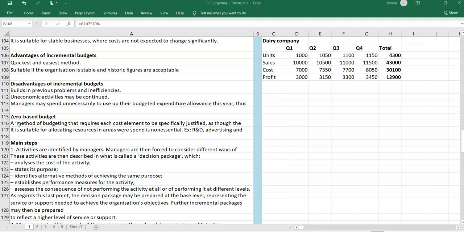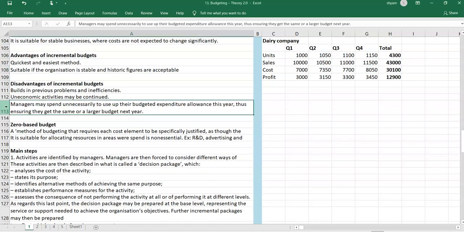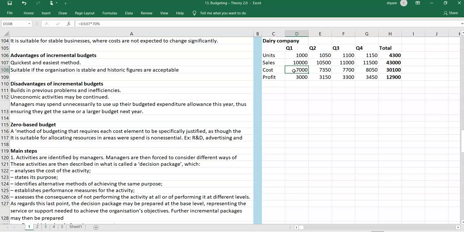And the last one would be managers may spend unnecessarily to use up their budgeted expenditure allowance this year, thus ensuring they get the same or larger budget next year. For example, if we take the production budget manager, we are giving him 7,000 rupees as the amount of cost that he could spend. He will never try to reduce this cost, because if he reduces his cost, then he has to reduce from there on.